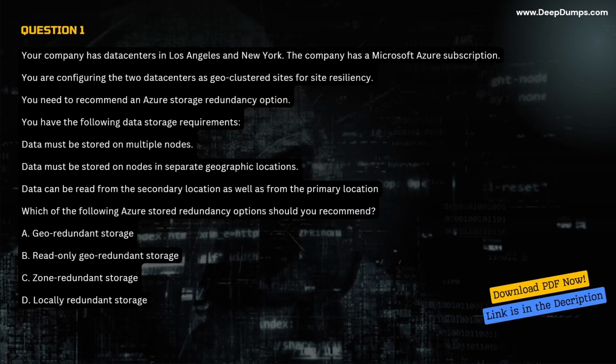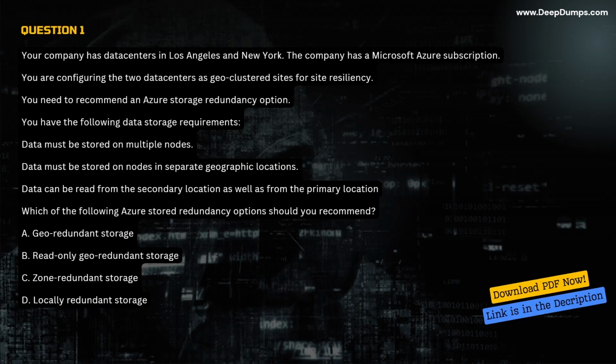Question 1. Your company has data centers in Los Angeles and New York. The company has a Microsoft Azure subscription. You are configuring the two data centers as geo-clustered sites for site resiliency. You need to recommend an Azure storage redundancy option. You have the following data storage requirements. Data must be stored on multiple nodes. Data must be stored on nodes in separate geographic locations. Data can be read from the secondary location as well as from the primary location. Which of the following Azure stored redundancy options should you recommend?